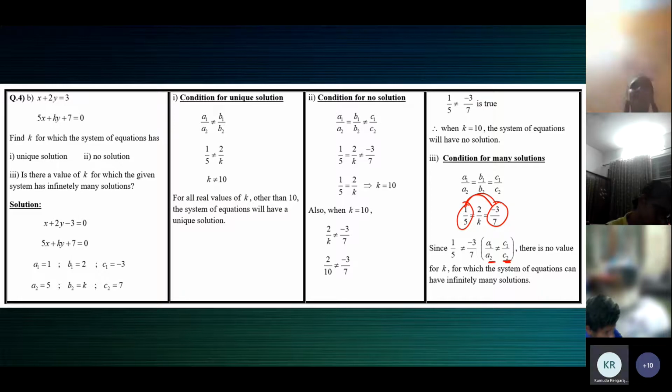All right, Meera is also right, but Meera, you have not commented for the third one. You'll have to give your comment that there is no value. Okay, no value.